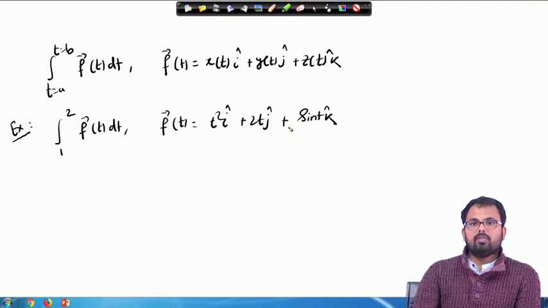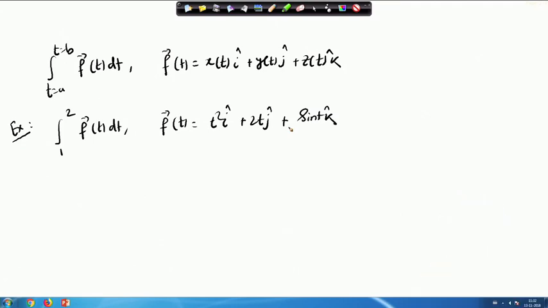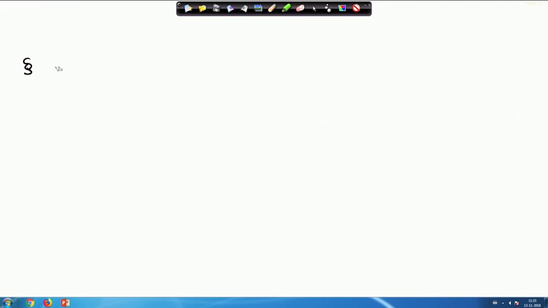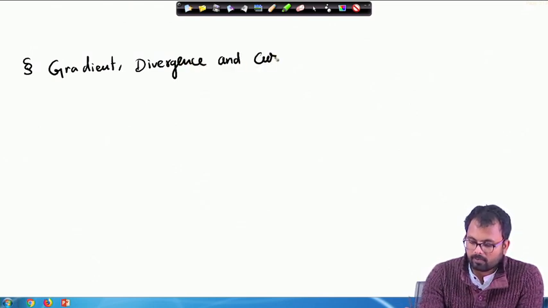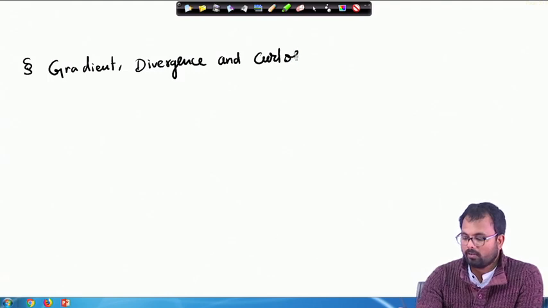Now this is called integration of a vector, but a couple of chapters later we'll come to the topic of vector integration, which is slightly different. We'll learn about those things as well. Today I'm going to introduce another important topic which is quite relevant from the vector calculus point of view. Today's topic is gradient, divergence and curl of a vector function.